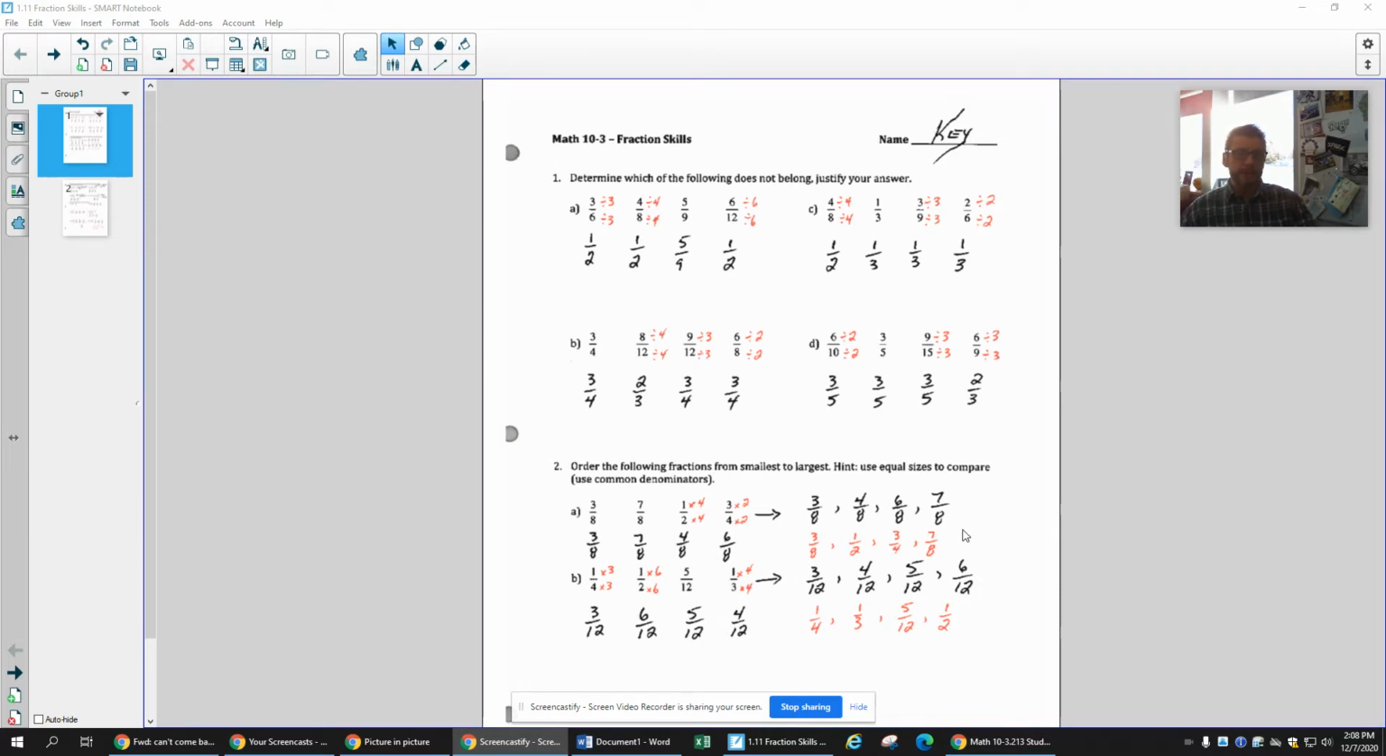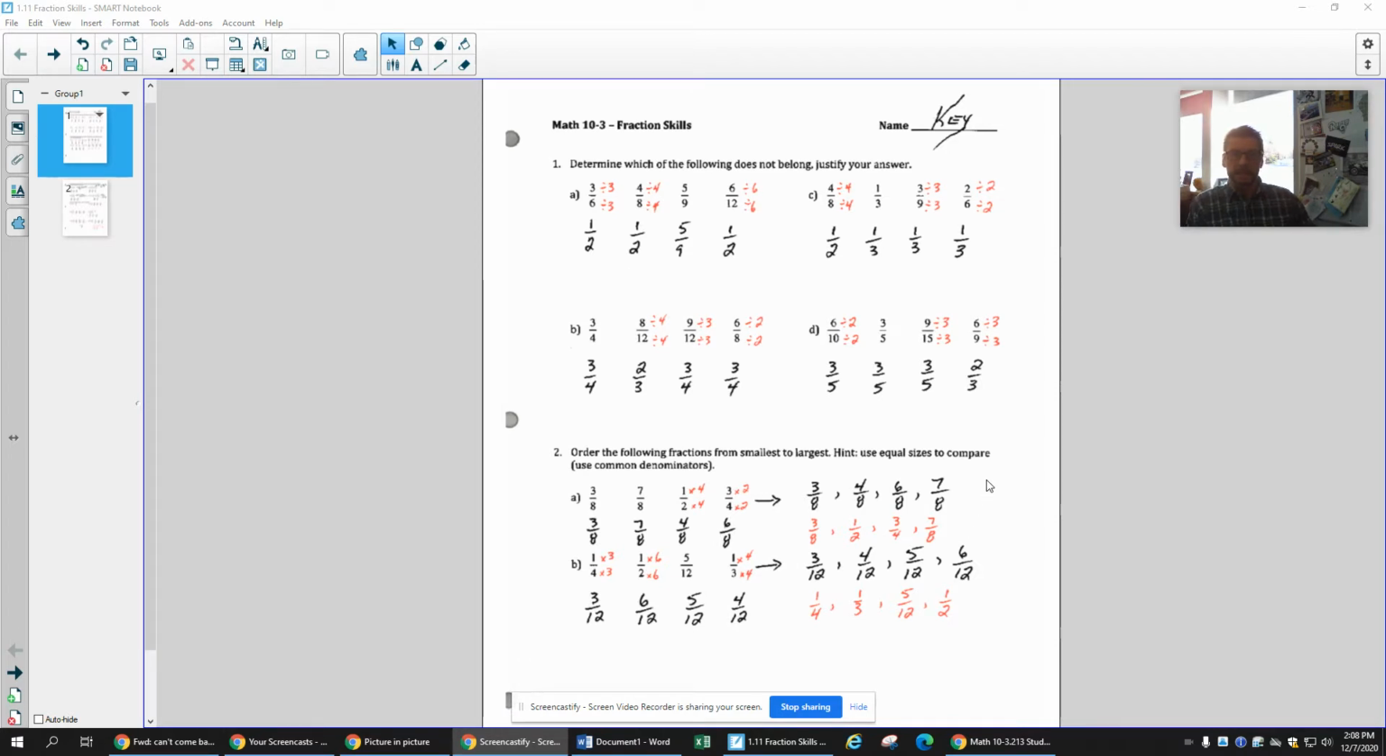Size is kind of key to fractions. It's like back when you were young and you started sorting buttons, maybe you put the red buttons together, the white buttons together, the blue buttons together, or you put small buttons, medium buttons, large buttons. It's about looking for something that's common. So when we're talking about fractions, most things we're talking about are common denominators.